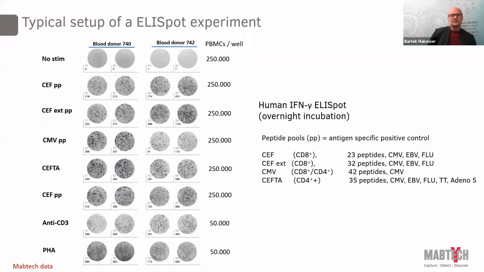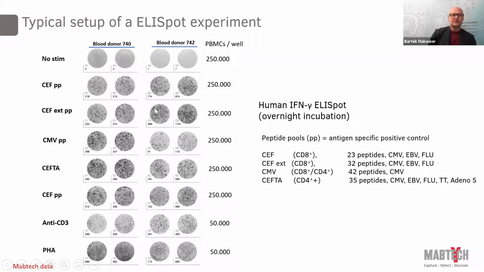So then we need positive controls. So this actually shows only positive controls. And those are divided in antigen-specific positive controls based on peptide pools and polyclonal controls such as anti-CD3 and PHA. So the peptide pools can be defined in such a way so that they only stimulate CD8 cells, like the CEF and CEF extended here. So they contain defined CD8 epitopes from 2 common human herpes viruses and flu, which many people are vaccinated against.